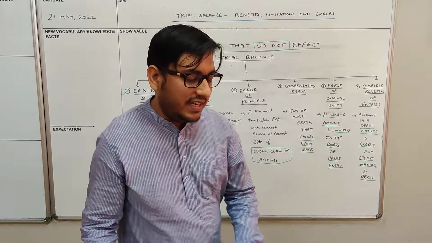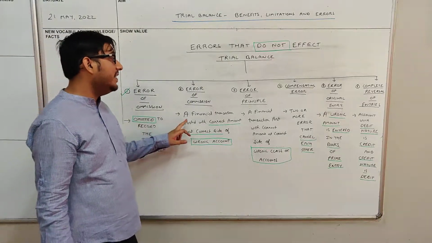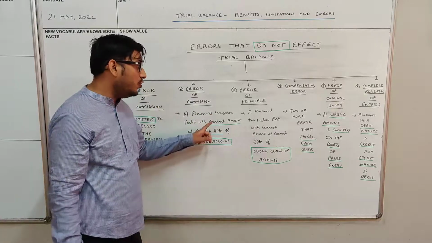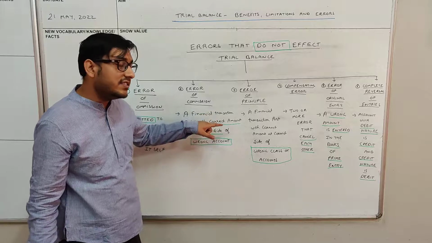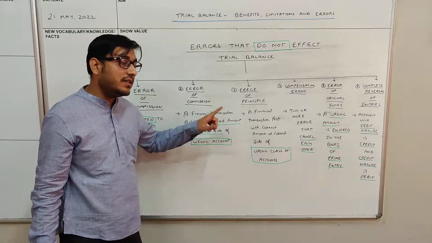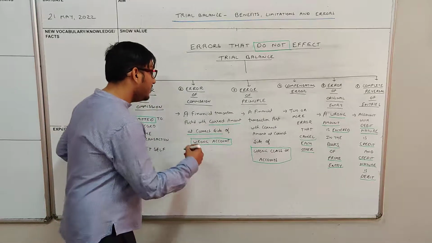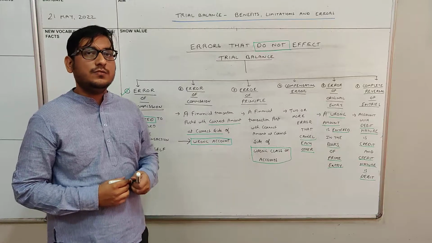Now comes the error of commission. What is error of commission? A financial transaction posted with correct amount. So it means we have not forgotten the transaction. We have made the transaction. We have posted with correct amount at correct side. But what happened? At the wrong account. So how is it possible?